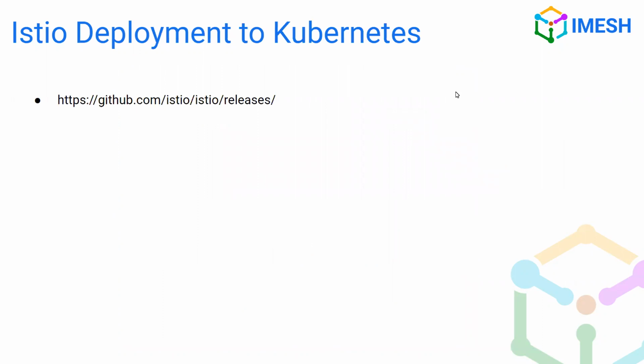Now we'll go for a deployment. For that, we can go to this link and download the latest Istio, which we'll be using to install Istio into the Kubernetes. So let's go to this path and download the latest Istio.